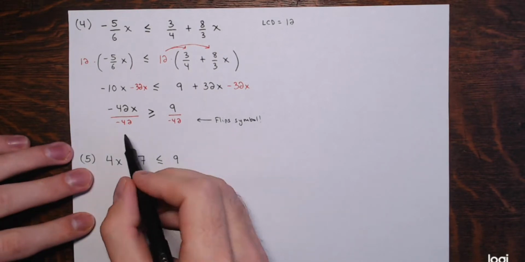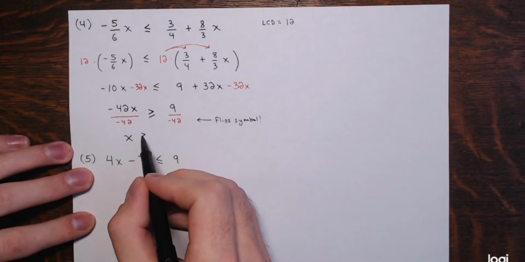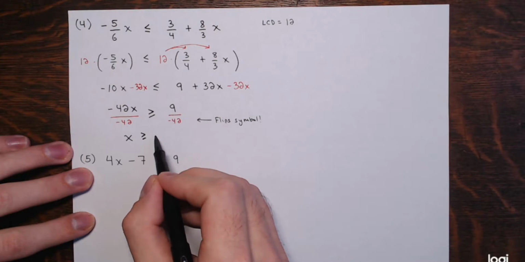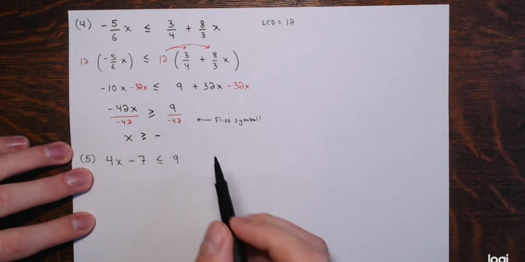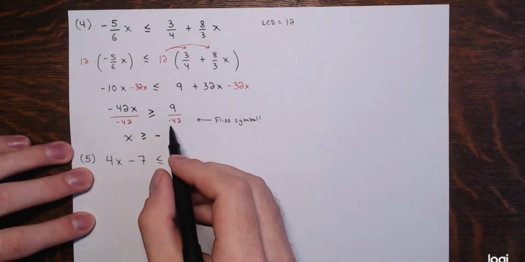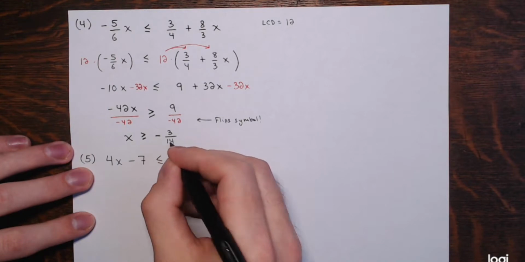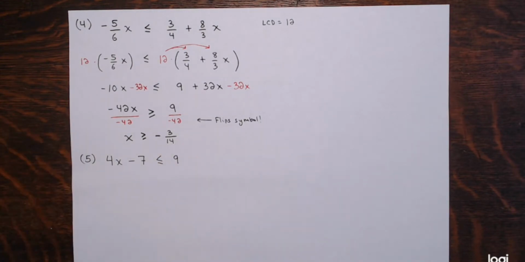Alright, so now I have x on the left is greater than or equal to, and then positive 9 divided by negative 42 would be negative. And they have a common factor of 3. This is 3 times 3, and this is 3 times 14. So x is greater than or equal to negative 3/14. Right. Negative 3/14. Just double checking. Yeah, absolutely.